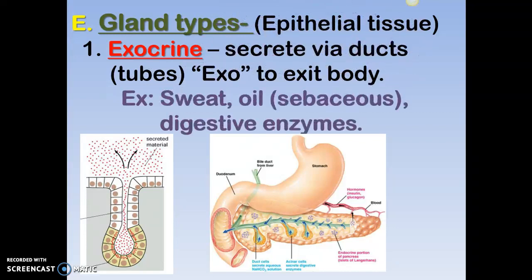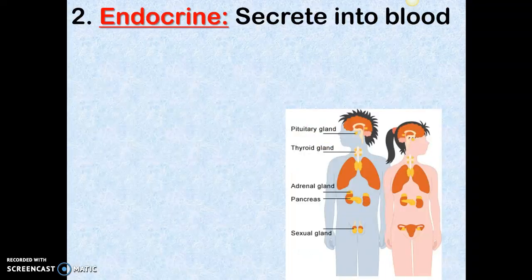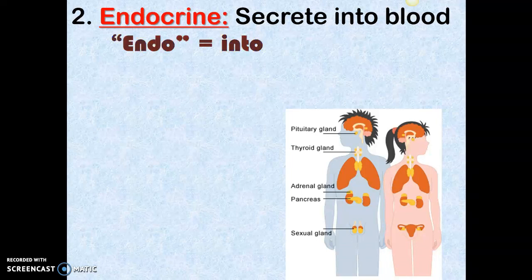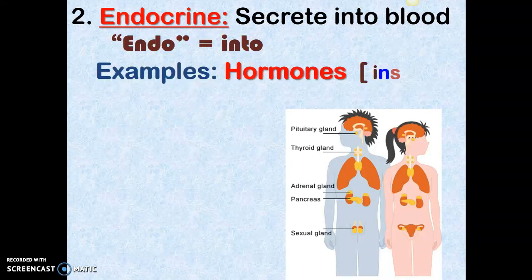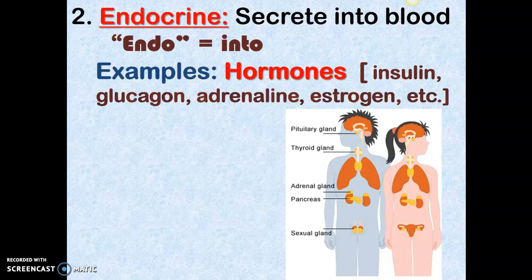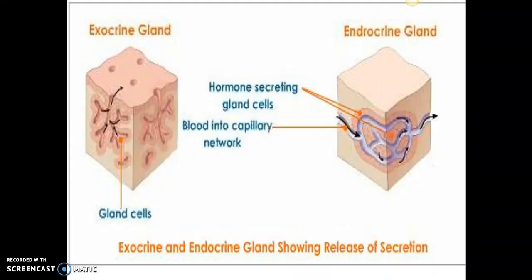Endocrine, or into the blood. Endo, into. So thyroid gland, adrenal gland, pancreas, your sex glands, all put hormones into the blood so they affect the body. So again, exocrine onto the surface, endocrine into the blood.